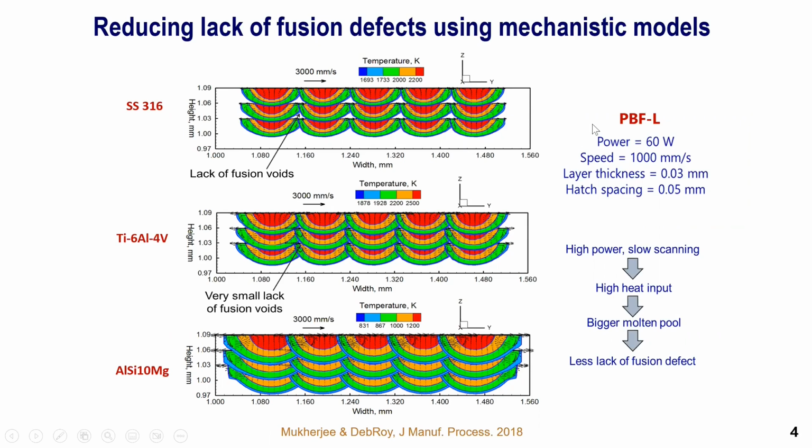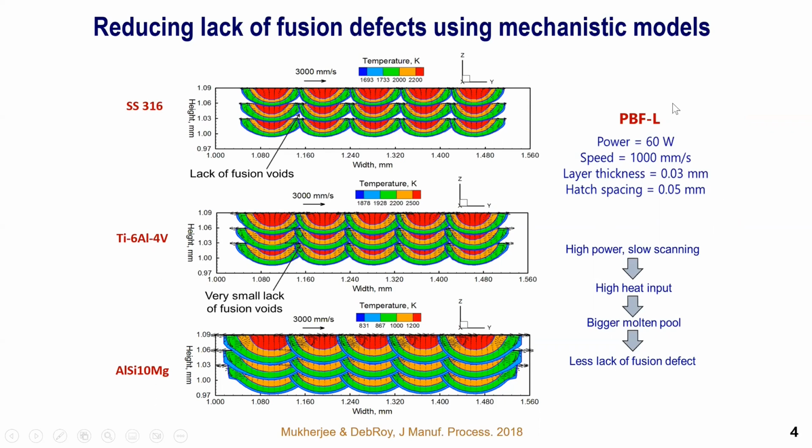So what you see here is powder bed fusion using a laser beam of 60 watt power, going at the rate of 1000 millimeter per second, with a layer thickness of 0.03 millimeter and hatch spacing of 0.05 millimeter. And this is for 3 materials: stainless steel 316, Ti64, and aluminum silicon magnesium alloy.